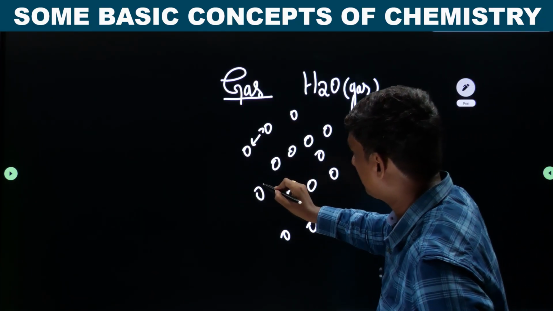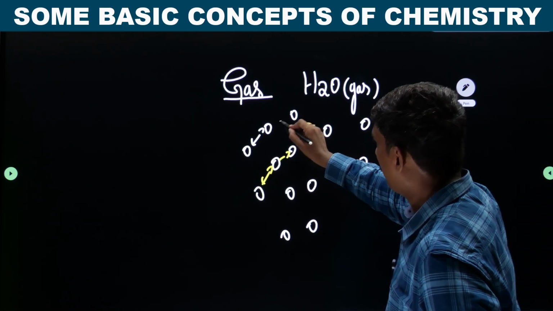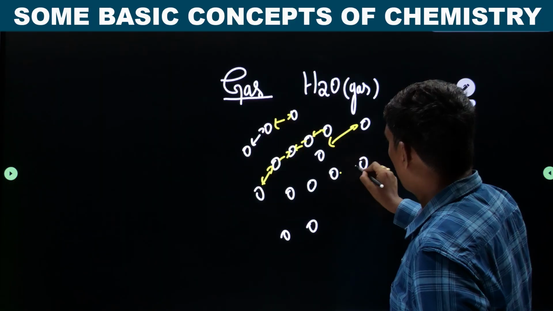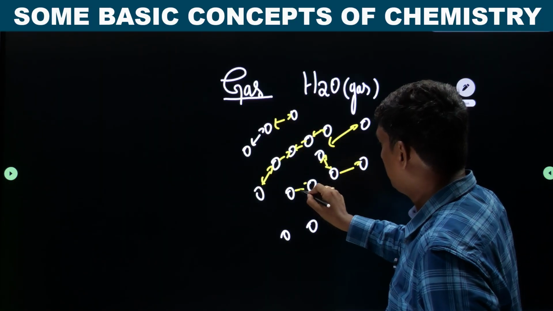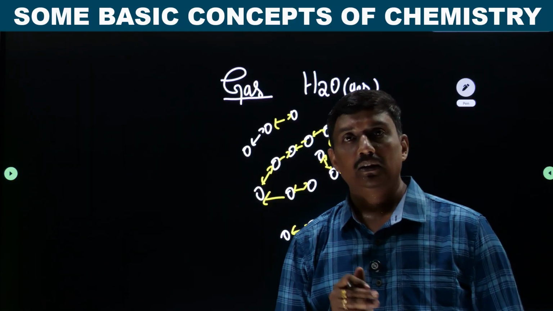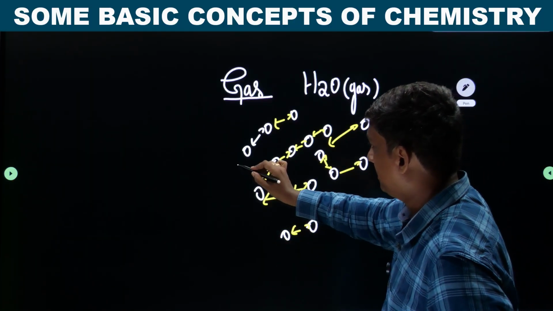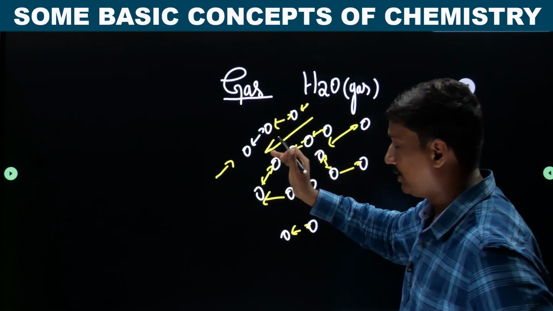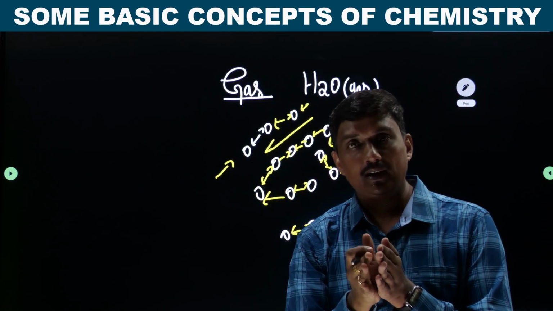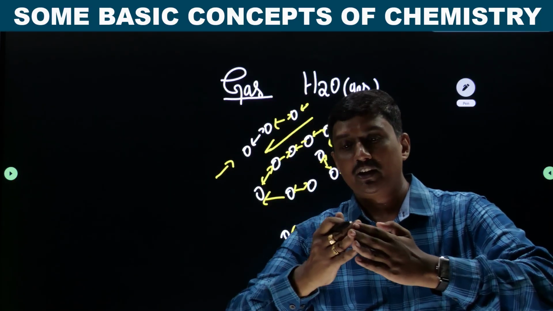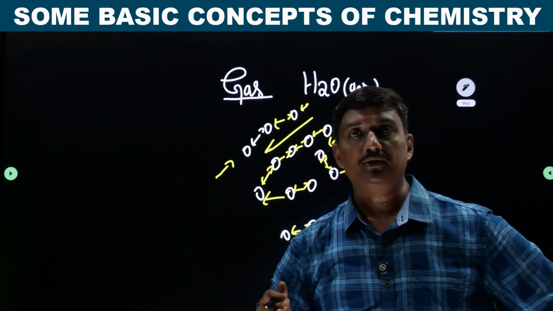Away from each other, you can see they are far away. As a result, this molecule does not have a definite shape. This can be compressed easily. If you apply pressure, it comes close together and undergoes a process called compression. Once that pressure is released, it moves away from each other.